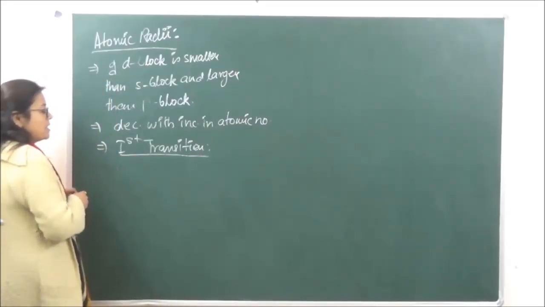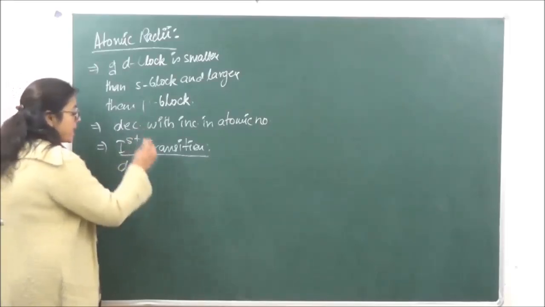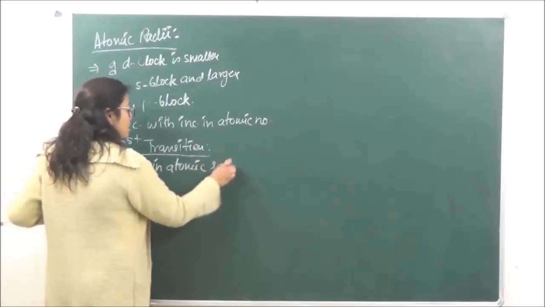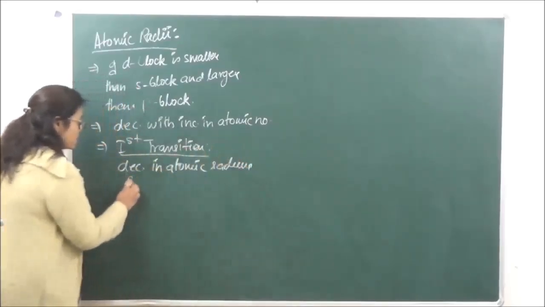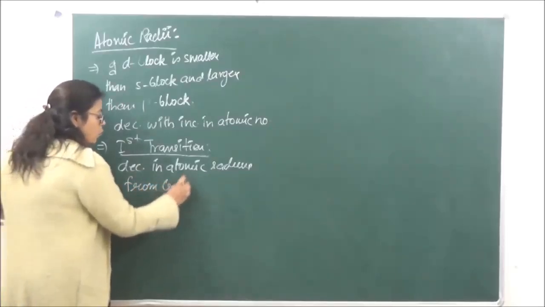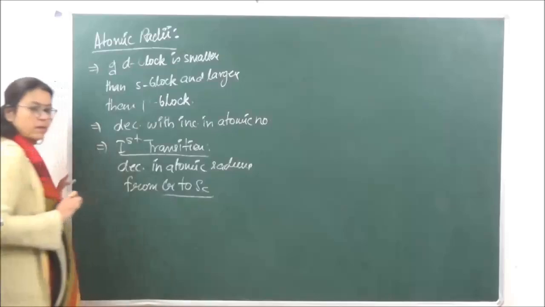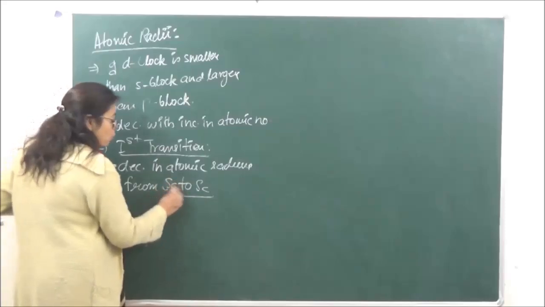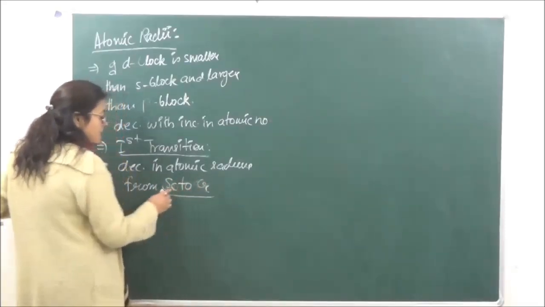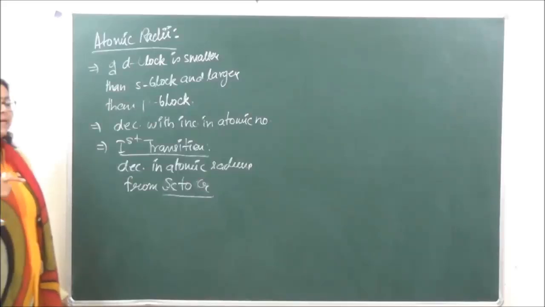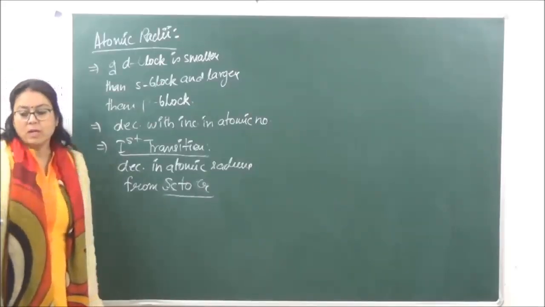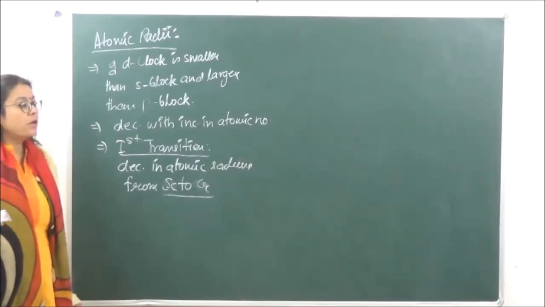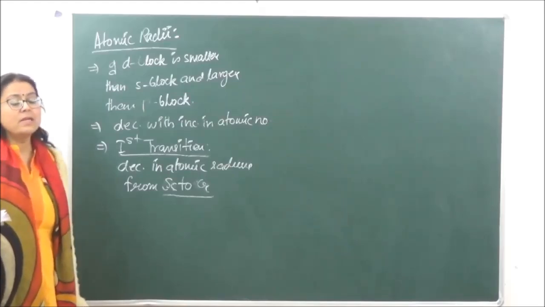So there is going to be a decrease in atomic radius from scandium to chromium. उल्टा लिख दिया मैंने, from scandium to chromium. First element of this series that is scandium. Scandium के बाद titanium, titanium के बाद vanadium, vanadium के बाद chromium. तो scandium से लेके जब हम लोग chromium तक जाते हैं तो atomic radius that will keep on decreasing. The reason behind this is increase in nuclear charge.